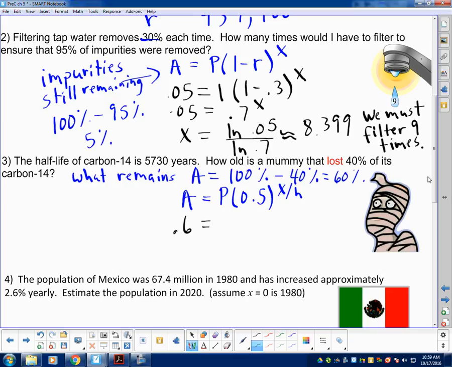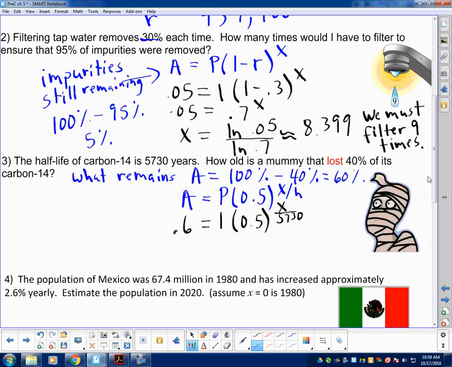The starting amount, kind of like the last problem, we don't know what the actual amount is, we're just going to call it 100%, so we'll put a 1 in for P. 1 represents 100%. 0.5 to the X over H. So the X is the number of these cycles that has to happen. The H is the time period it takes to do a cycle. In this case, it's 5,730 years. So all of that, the X over 5,730, is the power on the 0.5. So let's go ahead and solve this one together.